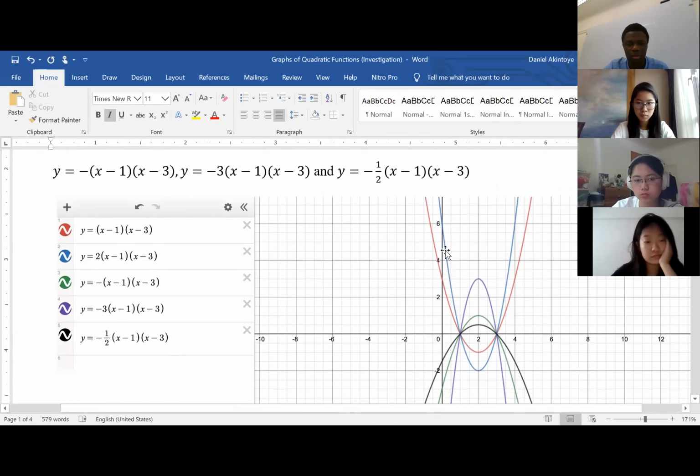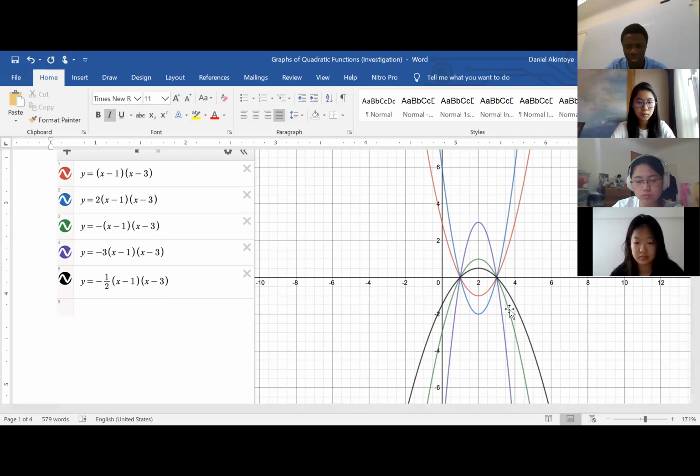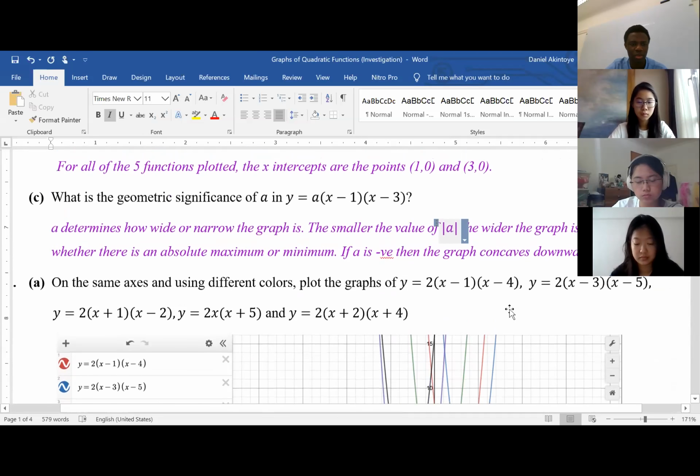All right, so let's start with the smallest absolute value, which is this. You could see that is the widest, then followed by this, which is the green one, then followed by -3, which is the purple one. Can you see that? That's what she meant by that. And also when A is negative, you have the maximum. When A is positive, you have the minimum. So that makes so much sense.